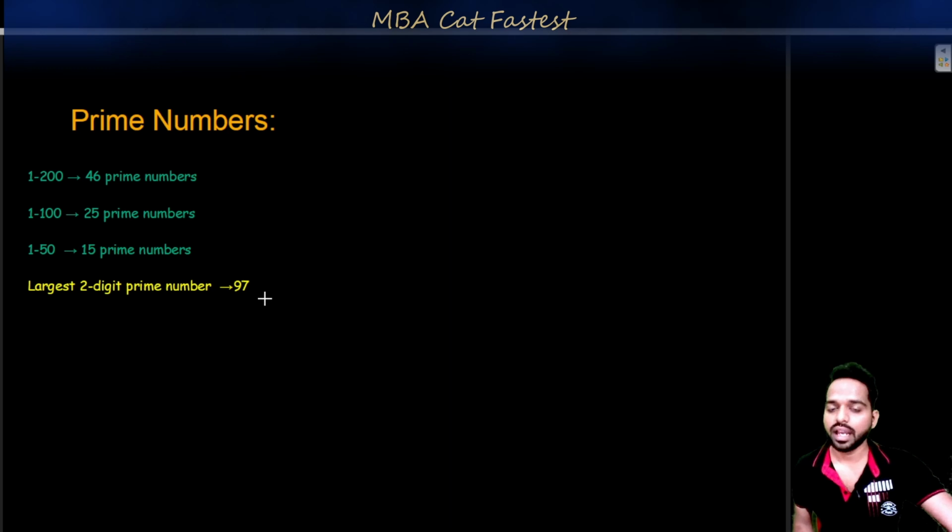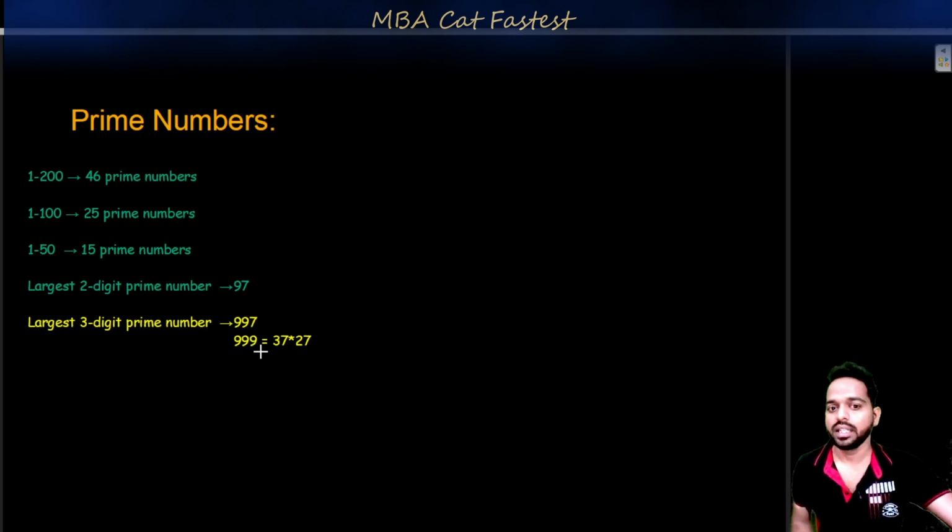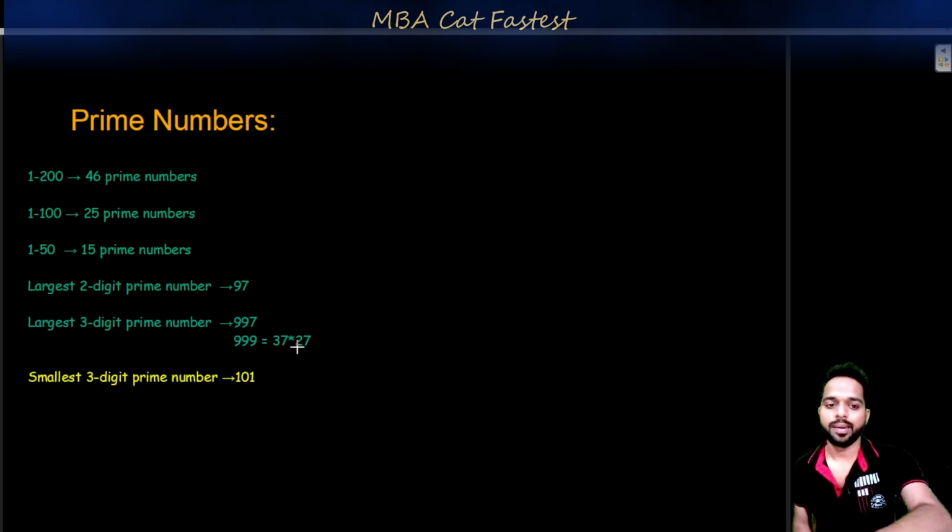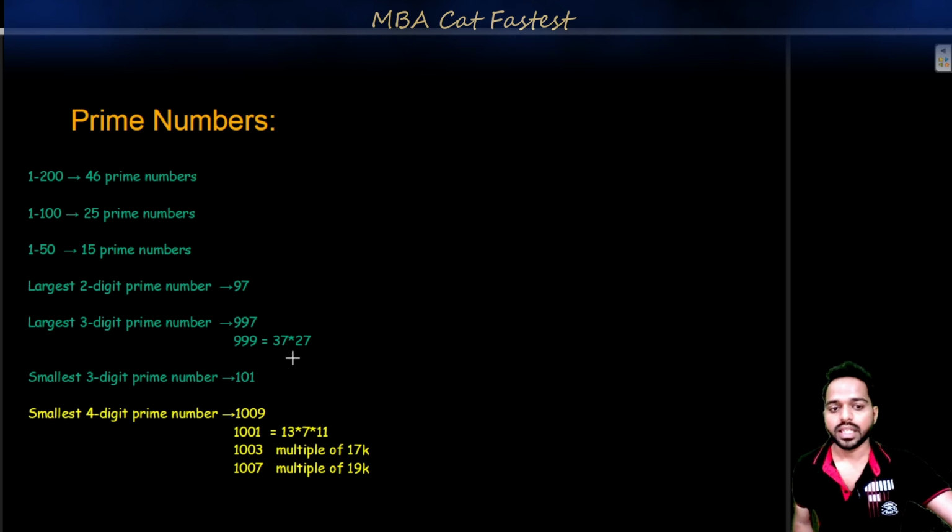The other choice we have is 99, which definitely is a multiple of 3. The largest three-digit prime number is 997. You might have been thinking of 999, but it is a multiple of 37 and 27. The smallest three-digit prime number, you must remember, is 101, or of course you might know it. Now, the smallest four-digit prime number is 1009. You could get confused in the examination between these, but 1001 is a multiple of 13, 7 and 11. Remember this, this will be your friend in the remainders topic as well.